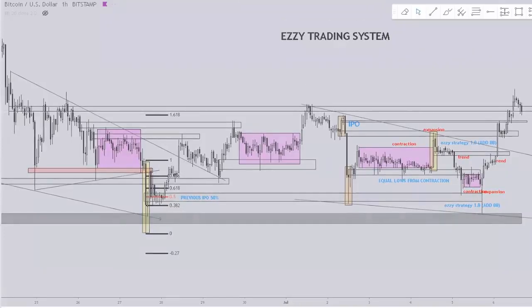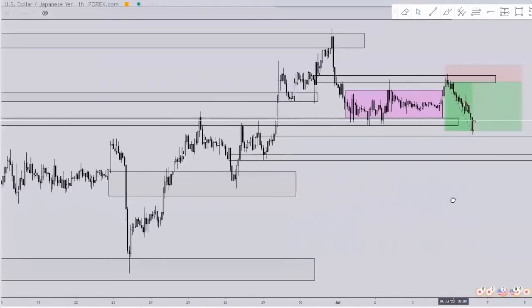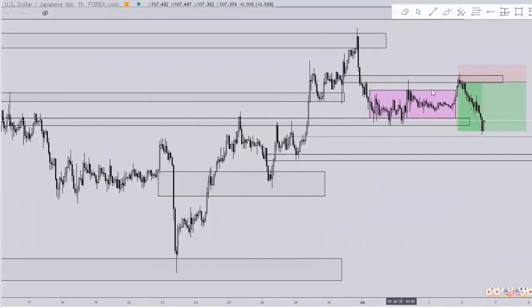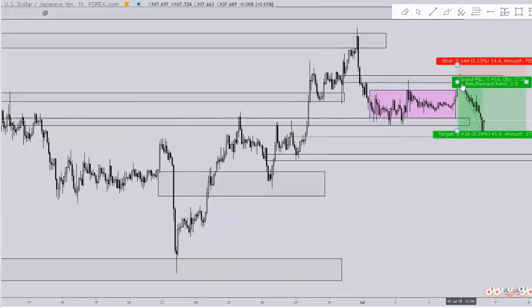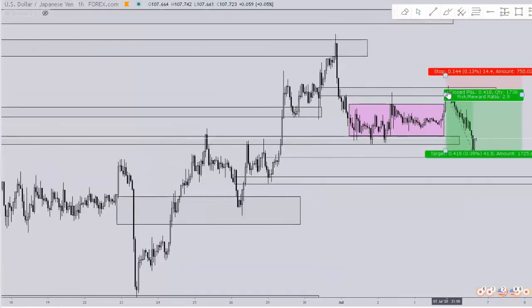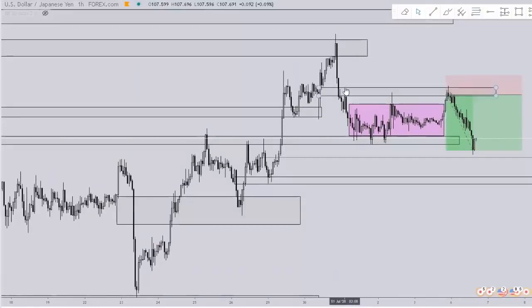So the second setup that's in progress right now, same concept applies. We have the contraction, we have also the expansion to the upside, and then the trend to the downside. So that's how I caught it. And also you can see that my stop loss is according to the size of the box.